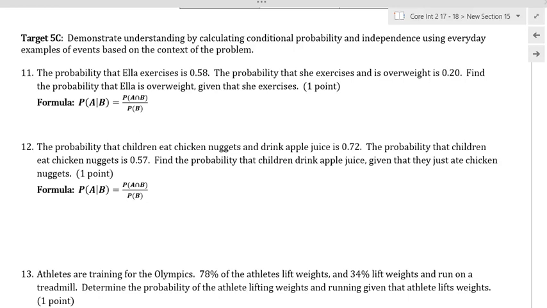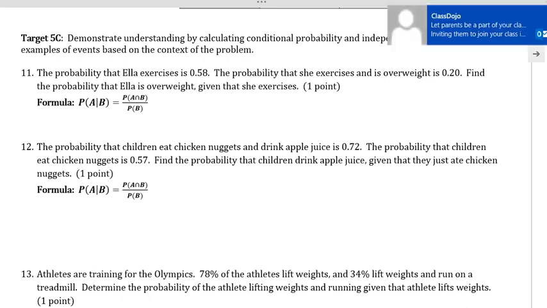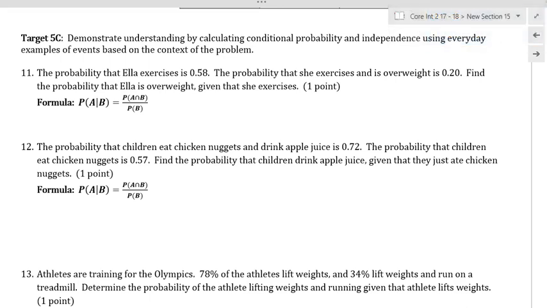Looking at Target C, we're looking at demonstrating understanding by calculating conditional probability and independence using everyday examples of events based on the context of the problem. Okay, 11. The probability that Ella exercises is 0.58. The probability that she exercises and is overweight is 0.20. Find the probability that Ella is overweight given that she exercises.